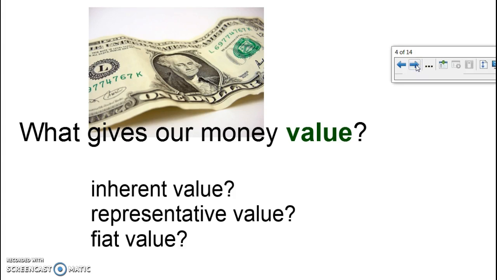Money can have value from different sources. It's important to know what each of these means. So inherent value means that whatever the money itself is actually has some value. So for example, when people used salt, right, as money, or people used beaver pelts or beads, right? Those things, people actually valued those.